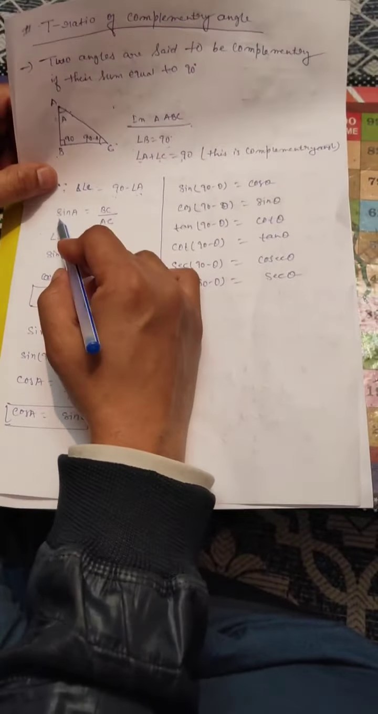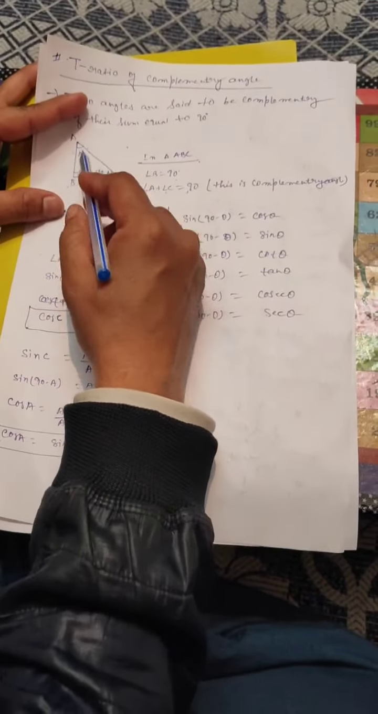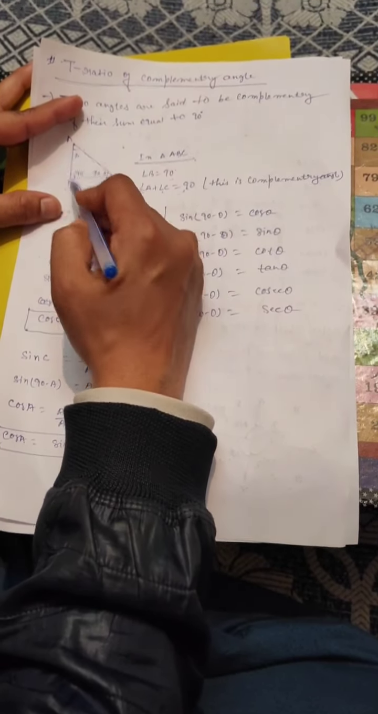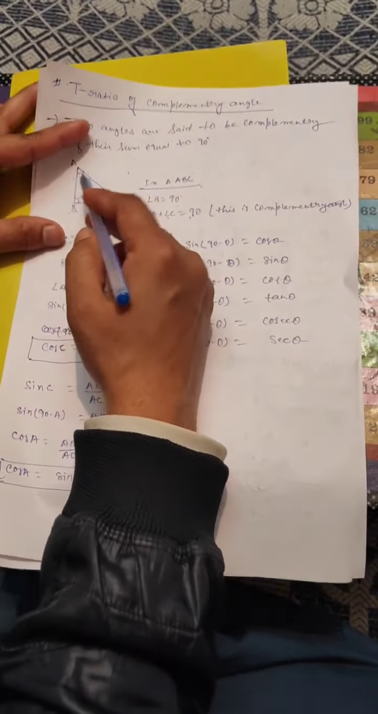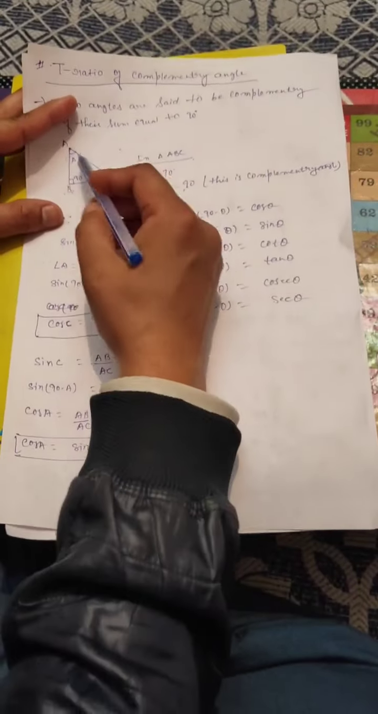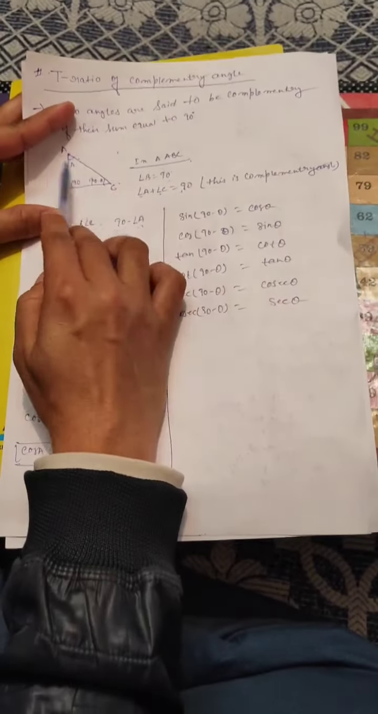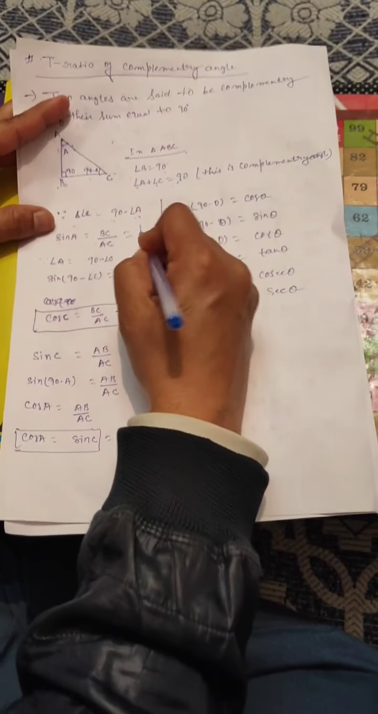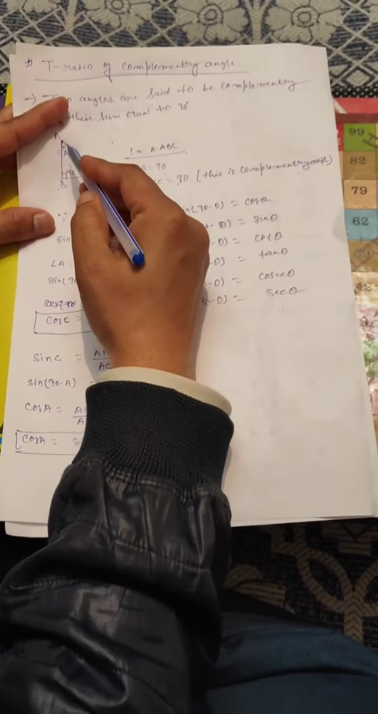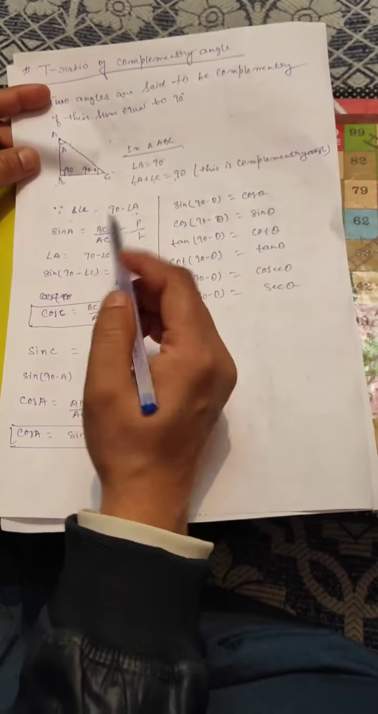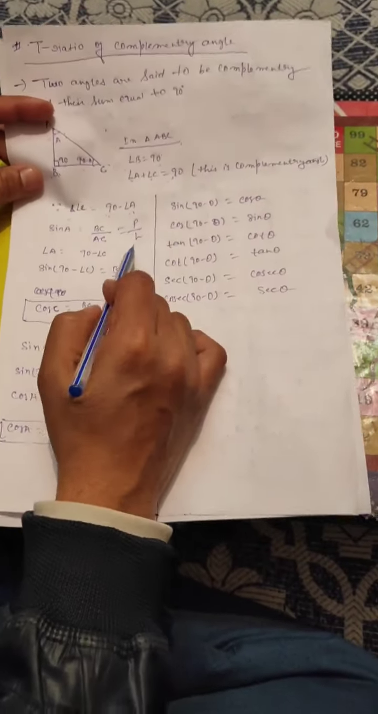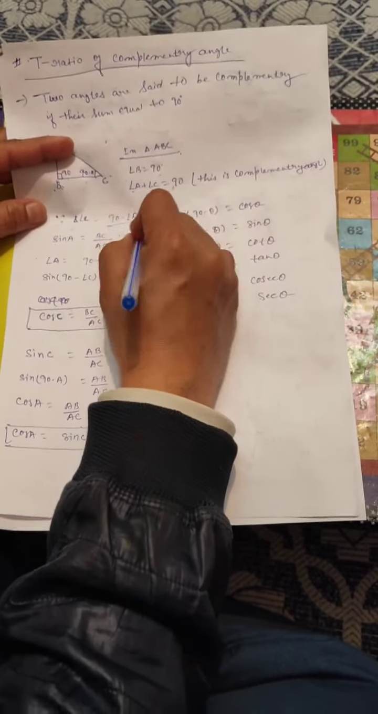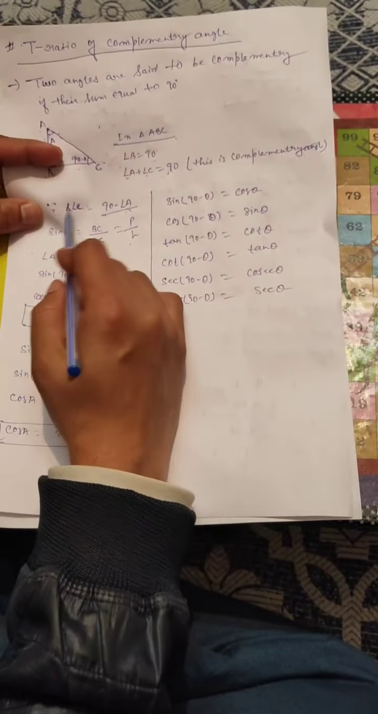In this triangle, sin A equals the opposite side of the angle, that is BC, and the adjacent side of the angle is AB, and the hypotenuse is AC. So sin A equals perpendicular upon hypotenuse. This is AB, and the hypotenuse is AC. P upon H, and angle A equals 90 minus C.